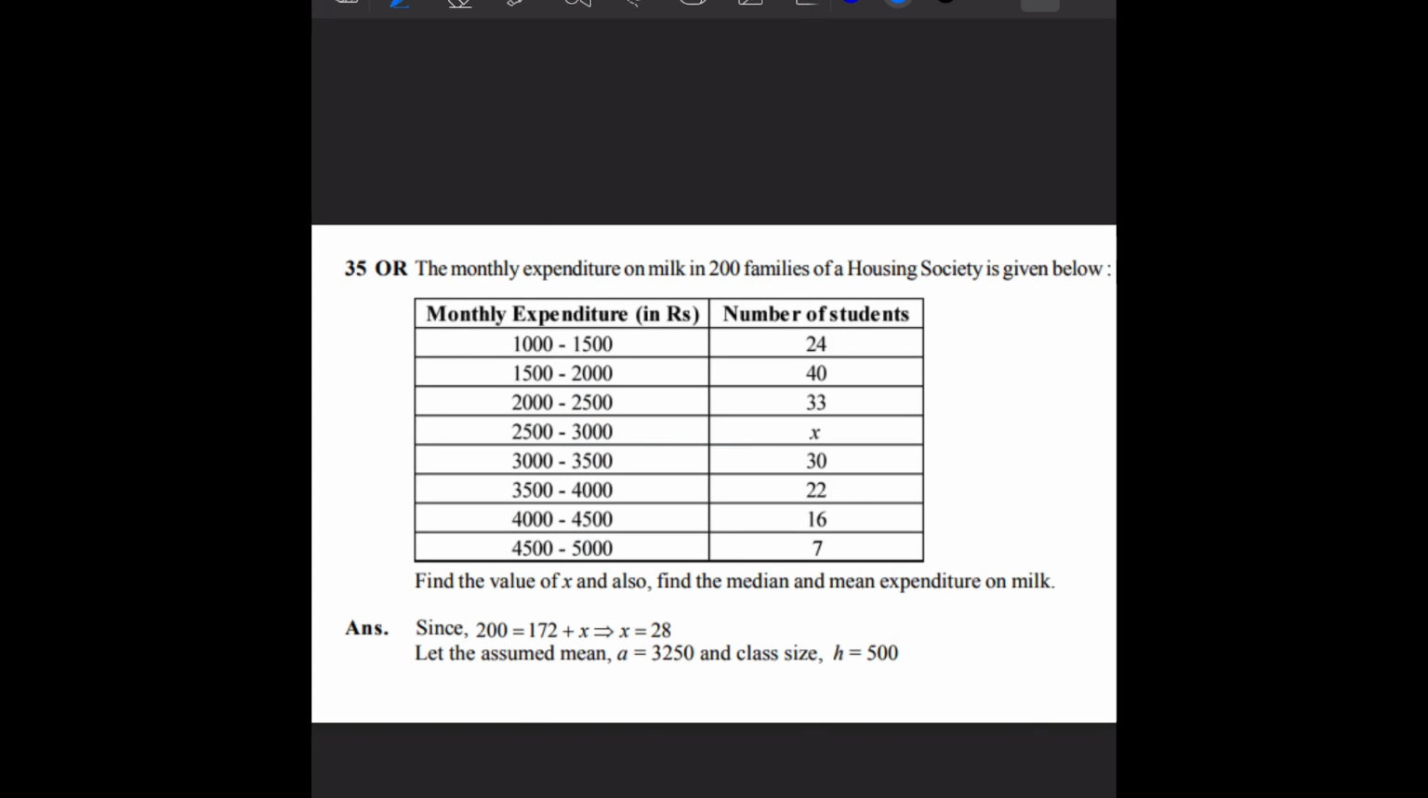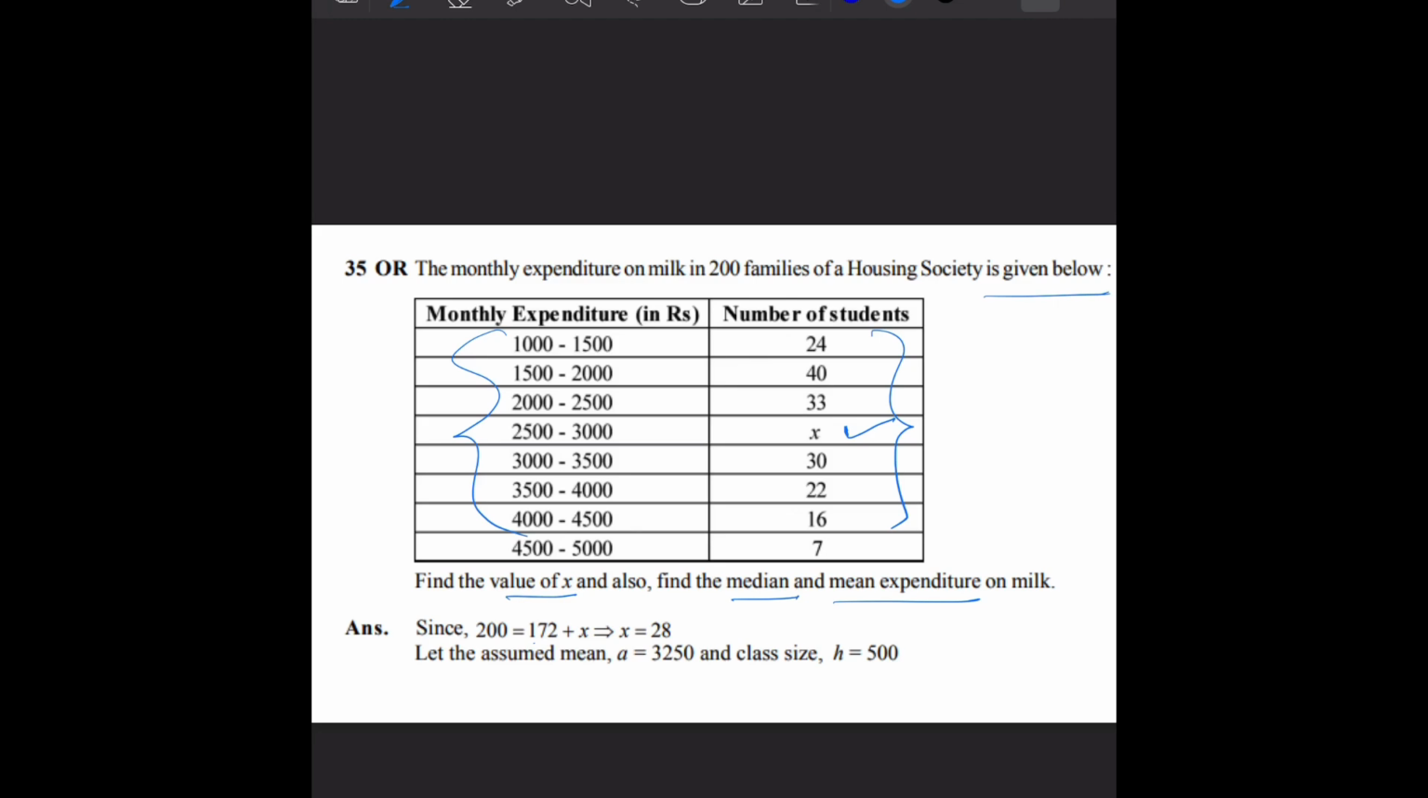The monthly expenditure on milk in 200 families of a housing society is given below. As you can see, this data is continuous and one frequency is missing, that is x. What do we need to find out? Value of x, median and mean expenditure. So total families are 200. So इसकी आप अगर टोटल करने जाओगे तो आपको 172 मिलेगा और आपको एक x मिलेगा. So 200 equals 172 plus x, therefore x equals 28.